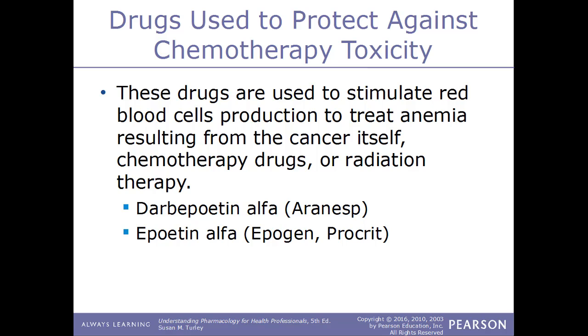Now, some drugs are used to stimulate red blood cell production to treat anemia that is the result of the cancer itself, or due to radiation therapy, or because of chemotherapy drugs. Some drugs that fall in this category include darbepoetin alfa, also known by the trade name Aranesp, and epoetin alfa, also known by the name Procrit or Epogen.